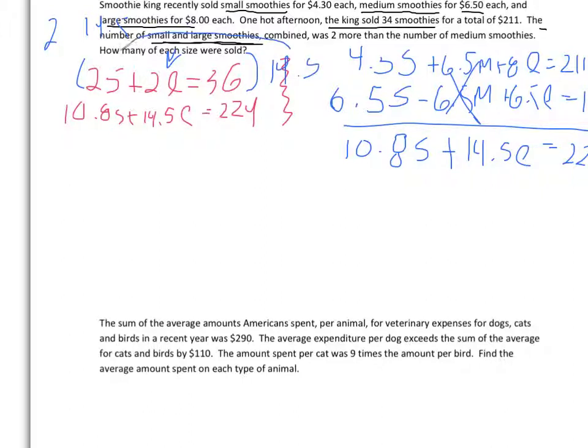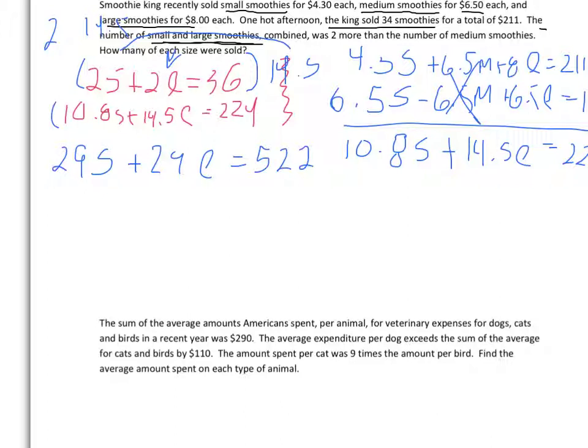So doing that, 14.5 times 2 is going to give us 29. So we have 29s plus 29L, and then 36 times 14.5 is going to give us 522. Okay, so that's what we have there.